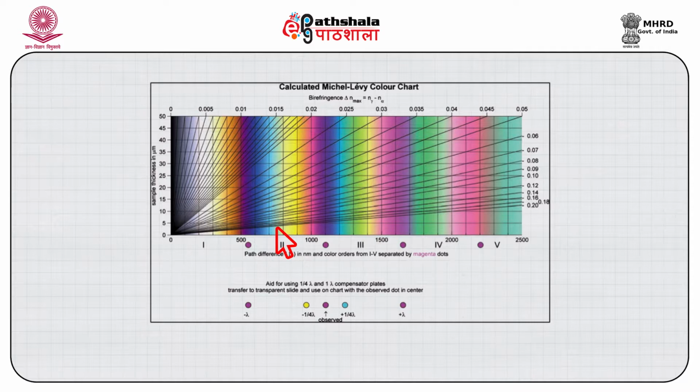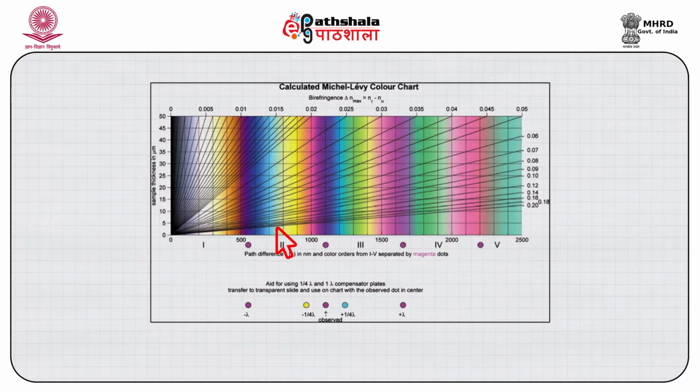Now we move on to the use of the interference color chart, which is also in common terms known as the Michael-Levy chart. On examining the quartz wedge as we had done earlier, we saw that when polychromatic light is allowed to pass through an anisotropic mineral under crossed polars, we arrive at a variety of interference colors as has been documented in the Michael-Levy chart.